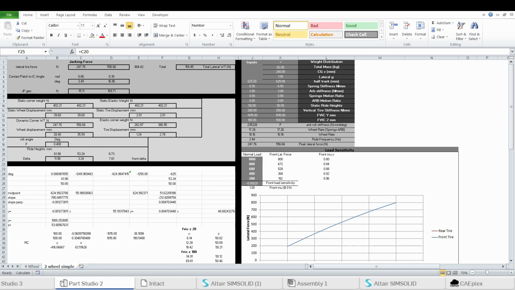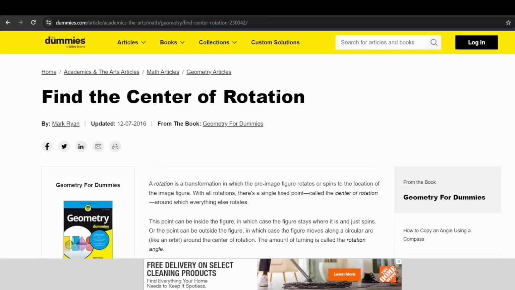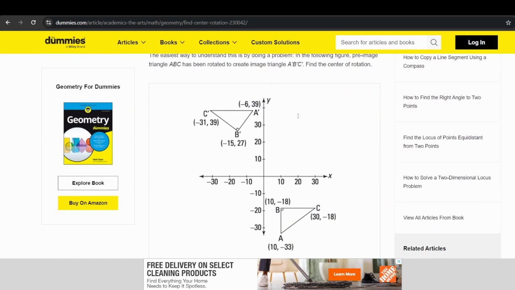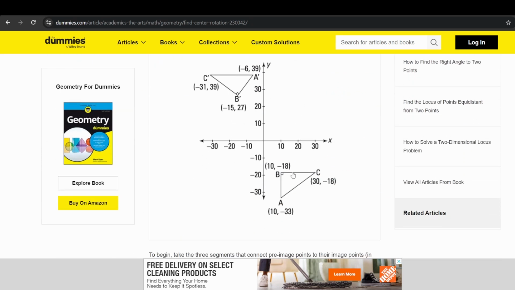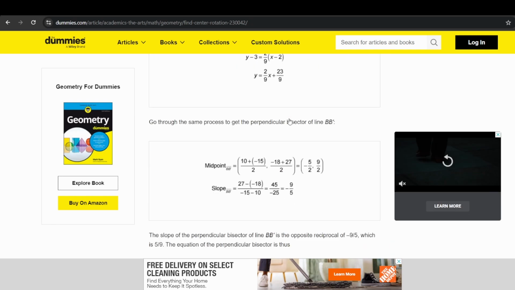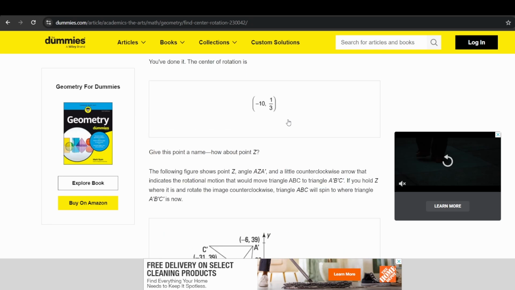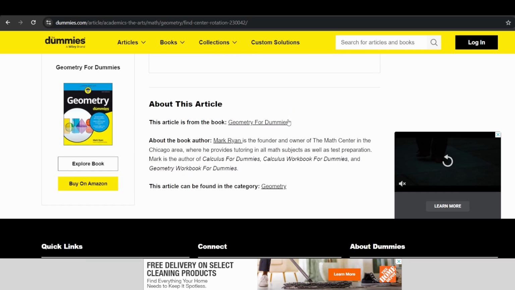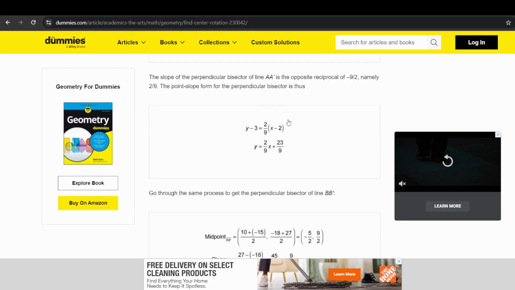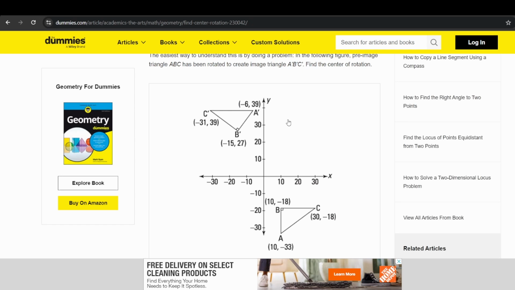using a website. I found this website, dummies.com, find the center of rotation. Basically it has these two different bodies and you're trying to find the center of rotation to get from that point to that point. And it walks you through it. So I just followed that and applied it to the suspension of my spreadsheet, and I'll kind of show you what points I used for that.